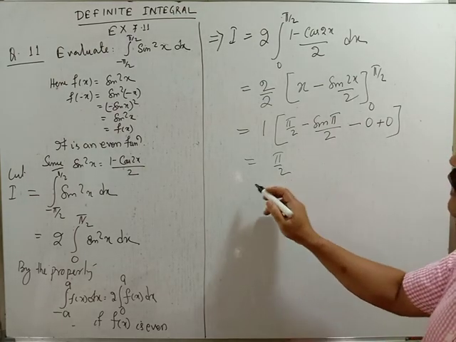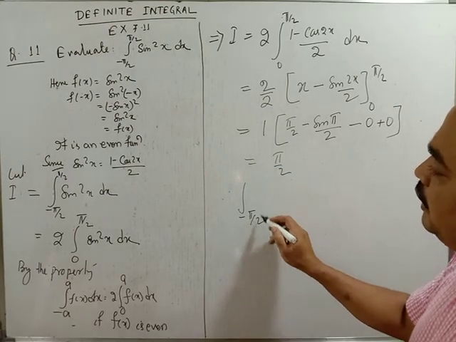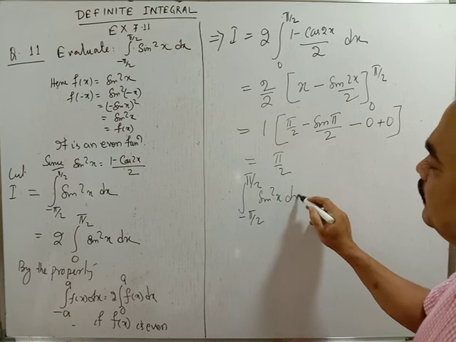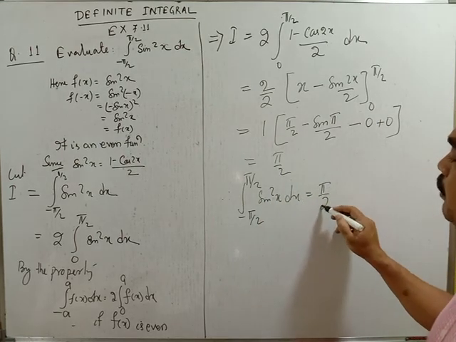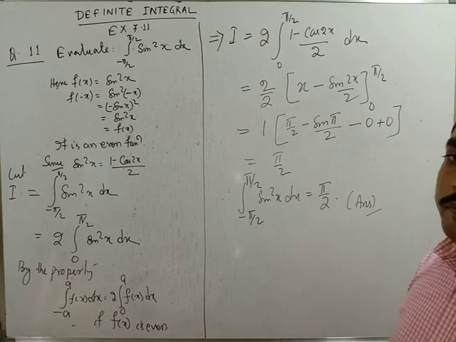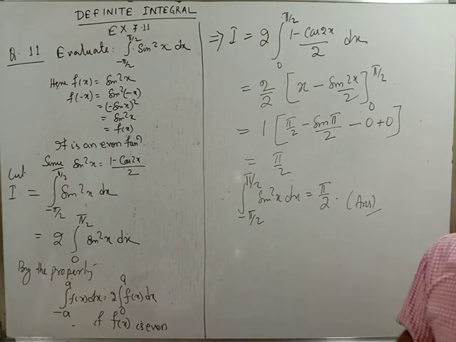So your answer: therefore the integration from minus pi by 2 to pi by 2 of sine square x dx is equal to pi by 2. So this is the answer. In this way we will apply the property. Okay, so note it down.